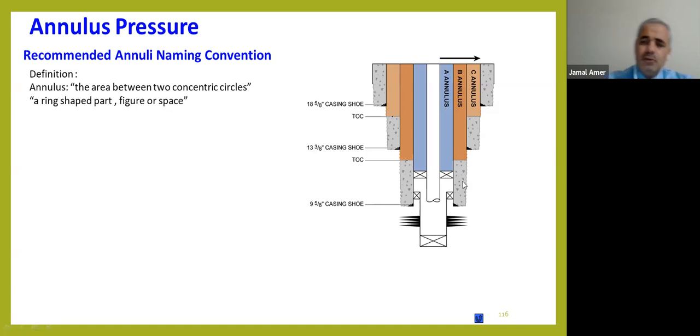If we have any corrosion, or bad cement, or a pinhole, and we see that any one of these annuli has a pressure value that exceeds the recommended value by the company, an investigation should start immediately to identify and find the source of gas or the source of pressure in this annulus.